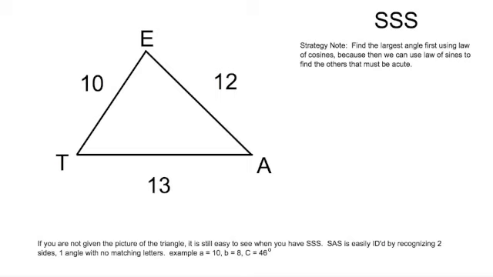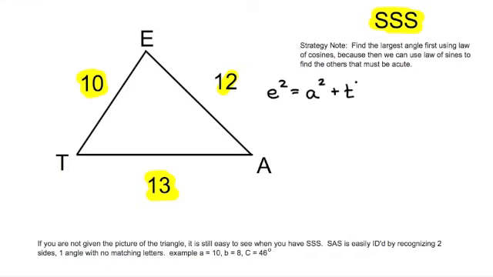So here's a situation where we have side, side, side: 10, 12, and 13. Triangle EAT. If you notice the little strategy note there, you should always look to find the largest angle first using the law of cosines, because then you can use the law of sines. You don't have to worry about any of them being obtuse. Law of sines will only give you acute angles. So we're going to find big E, because that's the biggest angle.